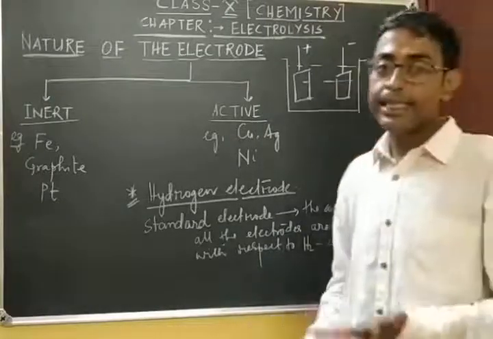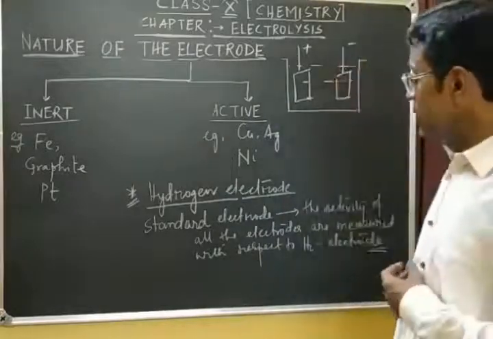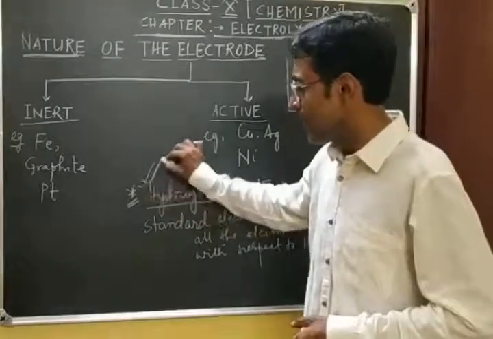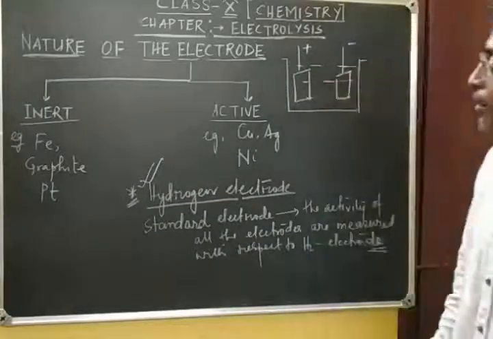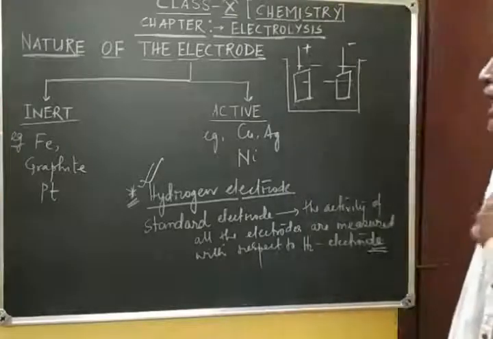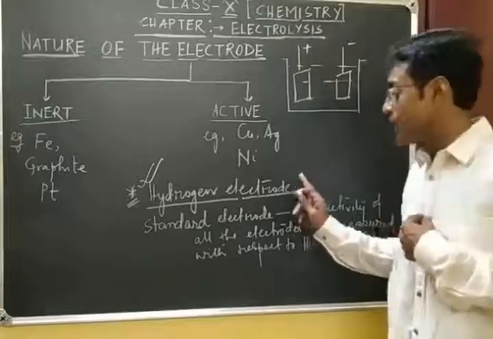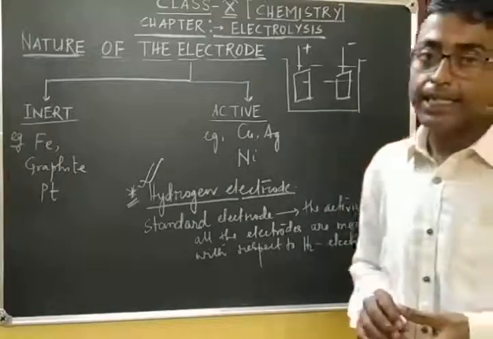You might have a 1 mark question from it. And hydrogen electrode, just remember this. This is another type of electrode. It is called the standard electrode. Remember, all the activities, all the power of the electrodes are measured with respect to the hydrogen electrode. That's why it is called a standard electrode.